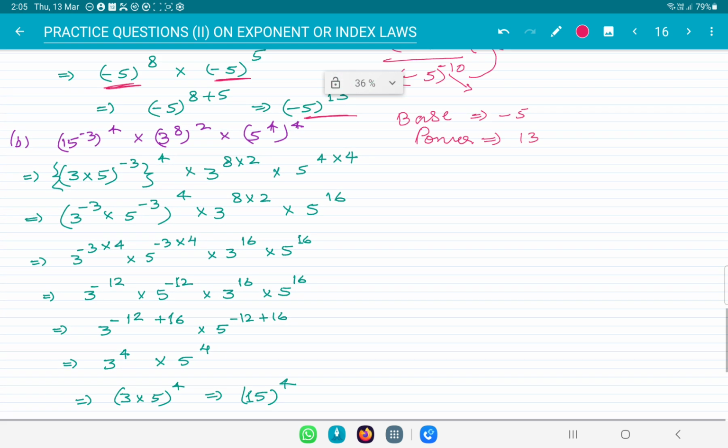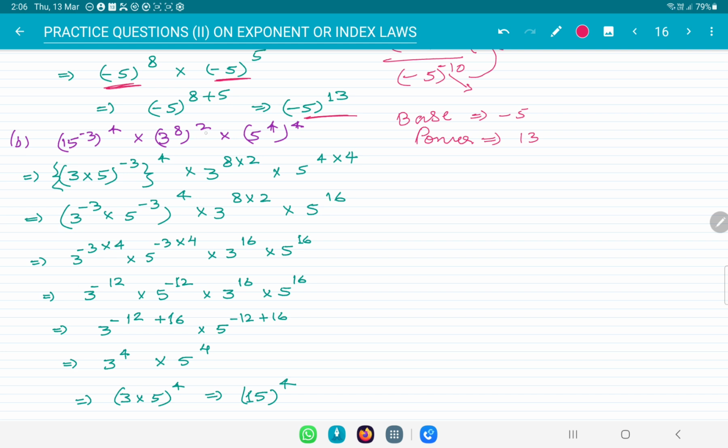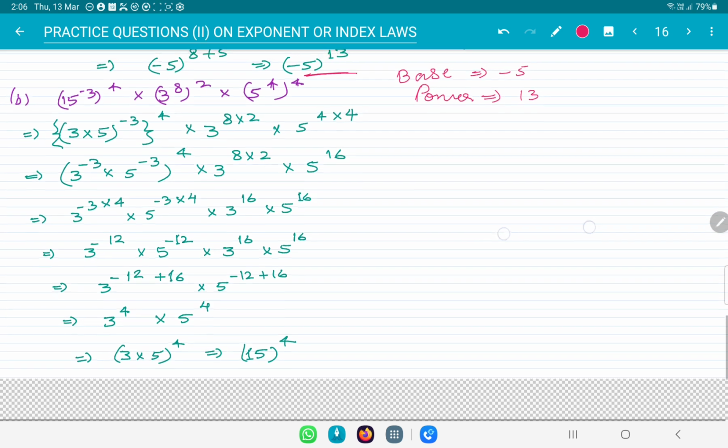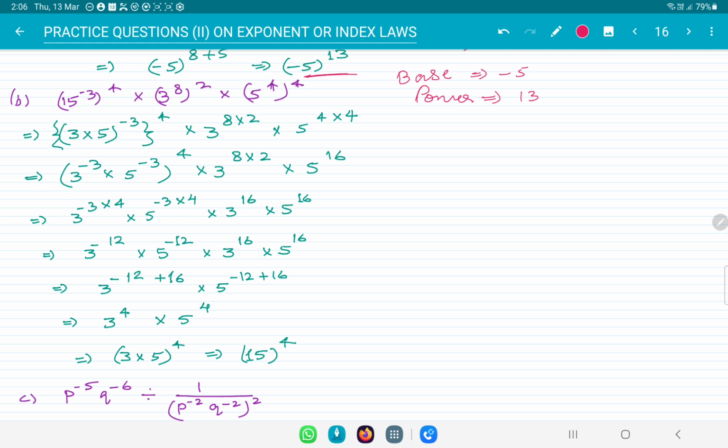Okay. Now see the next question. Minus 15 raised to the power minus 3 whole raised to the power 4, divided by 3 raised to the power 2 whole raised to the power 2 and multiplied by 5 raised to the power 4 whole raised to the power 4. So just see your question carefully, you will get many clues from it. Then 15 can be written as 3 into 5 whole raised to the power minus 3 and again whole raised to the power 4. And this we can do directly, 2 into 2, and this we can do directly, 4 into 4.